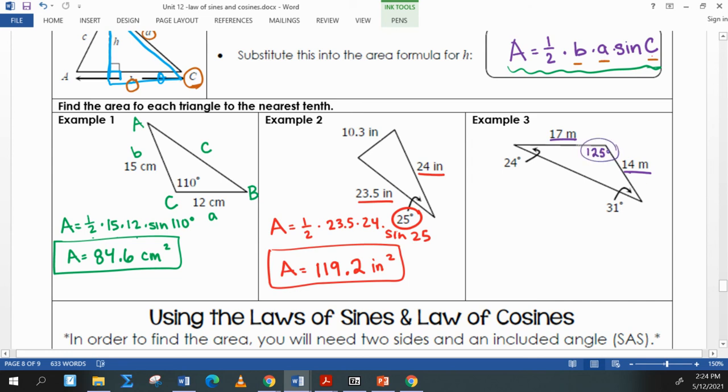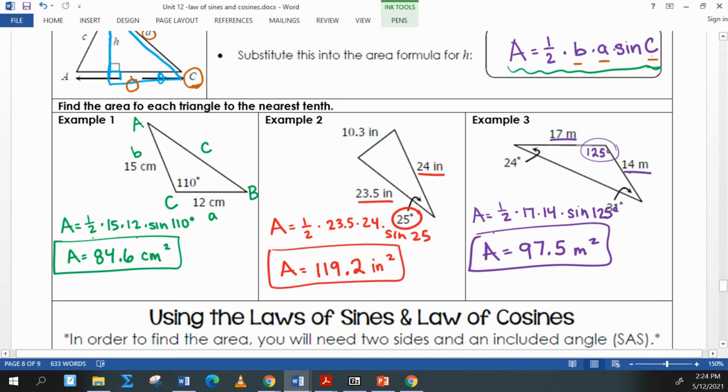Okay, now I can go ahead and plug this into my formula. So the area formula is 1/2 times 2 sides, so 17 times 14, times the angle in between those 2 sides, 125 degrees. And straight into your calculator, 0.5 times 17 times 14 times the sine of 125 gives me an area of 97.5. And that's going to be meters squared. And there's example 3. All right, the next 2 examples we'll do in our last video.